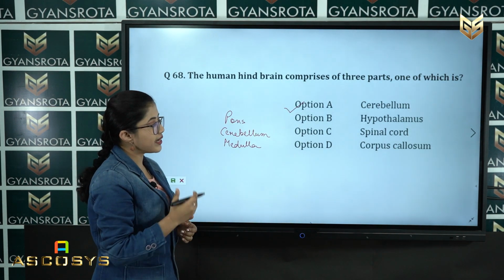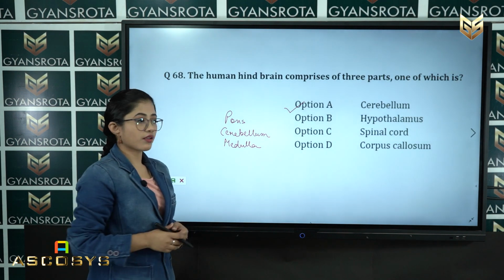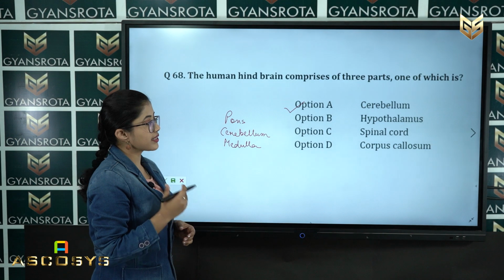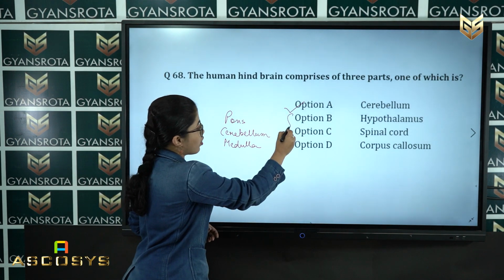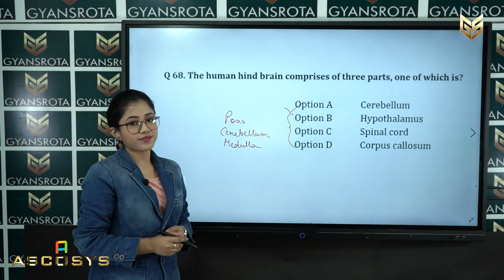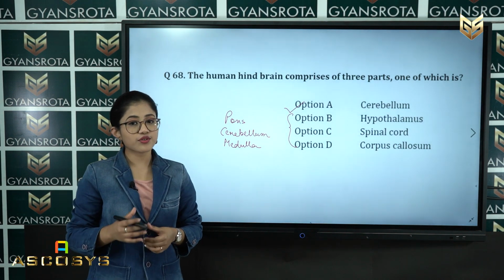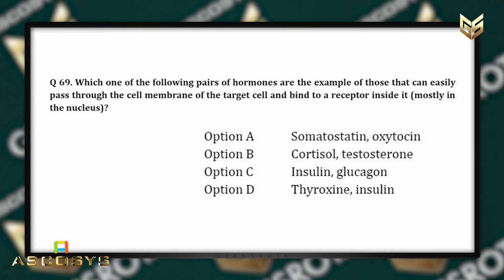Whereas in option number B it is written hypothalamus, option number C is spinal cord, and option number D is corpus callosum. These 3 are not the parts of hindbrain. So, option number A is the correct answer. Now, let us move to the next question, that is question number 69.